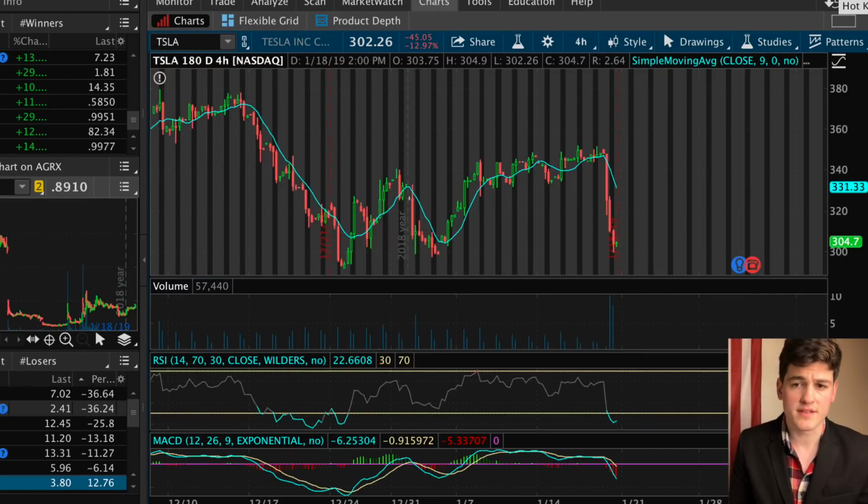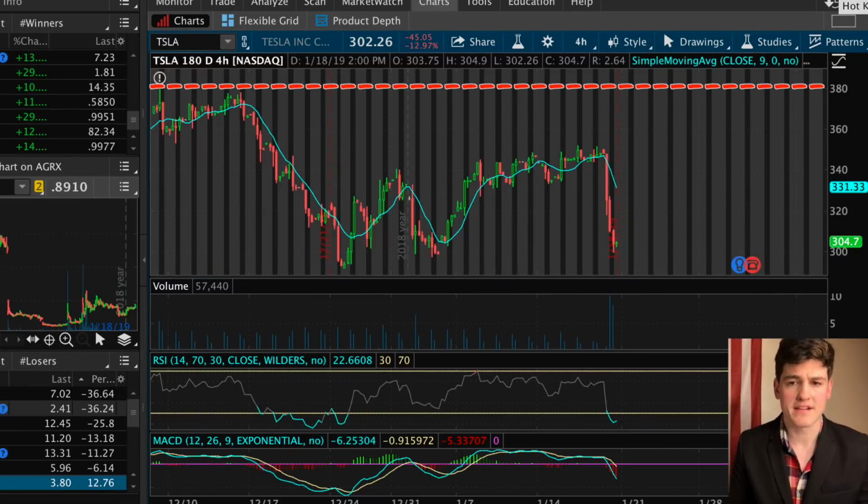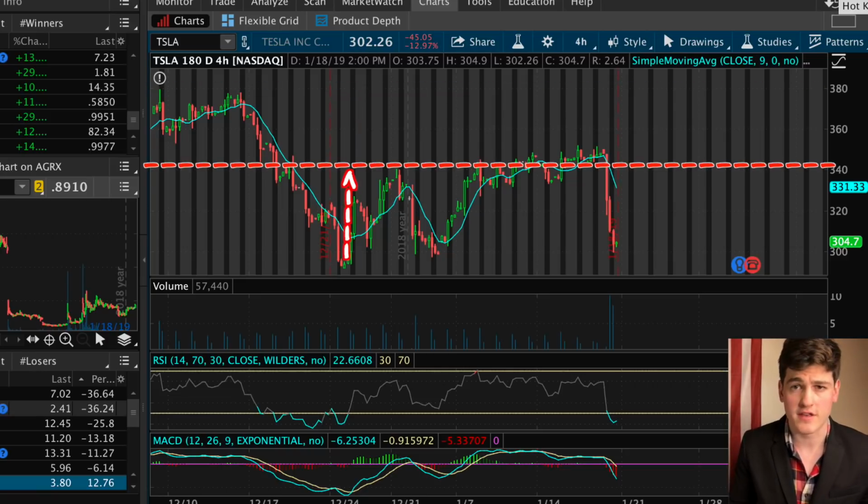Now, when it comes to resistance, the same thing. While you want to maximize your profits, and that means getting out as close to resistance as possible, you also want to minimize your risk, and that means picking a resistance line that is as cautious as possible.